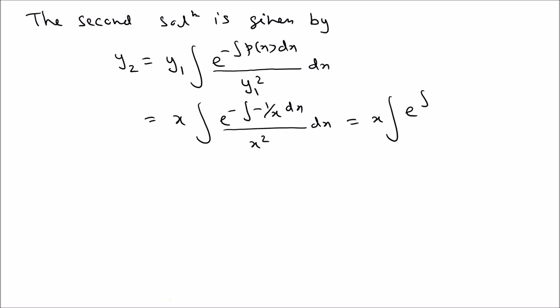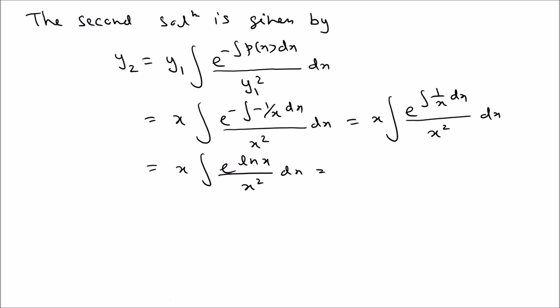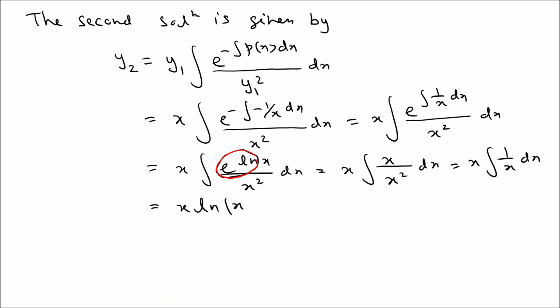You can simplify this a little bit. You get e to the 1 over x dx over x squared, and you cannot bring the x squared out because you're still integrating inside. So this is x times the integral of e to the ln x over x squared dx, and e and ln x cancel out, so you get x. So this is x times the integral of x over x squared dx, which is simply the integral of 1 over x dx. The integral of 1 over x is ln x, so we get x ln x. We are not going to add the c here, because we are looking for one solution.